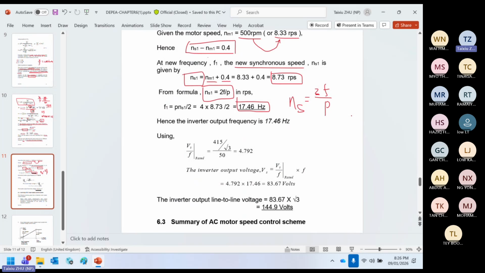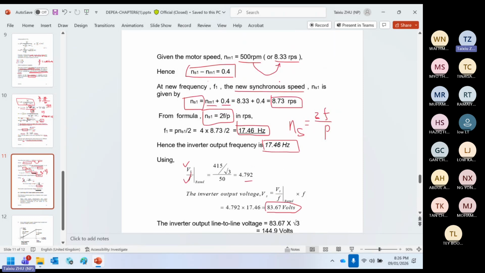That's the frequency. Tell me what is the voltage? From here, remember the ratio is constant. So from here, you can tell your voltage should be lowered to this. So now the settings are all calculated. You go there, set the inverter frequency 17.46, then the voltage 83.67, three-phase voltage, the line voltage times square root of 3. Then your inverter will meet your requirement.